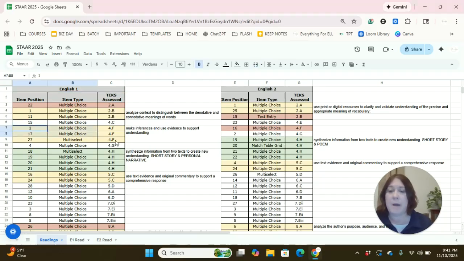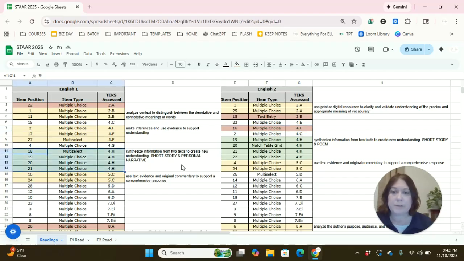I was really surprised taking a look over here at the English one. 4F came up 3 times on the English one. It only came up once on the English 2. But 4F is making inferences, and I do feel like historically that has been a TEK that has been consistently assessed by TEA on this exam. And I would continue to hit that with my students as well.